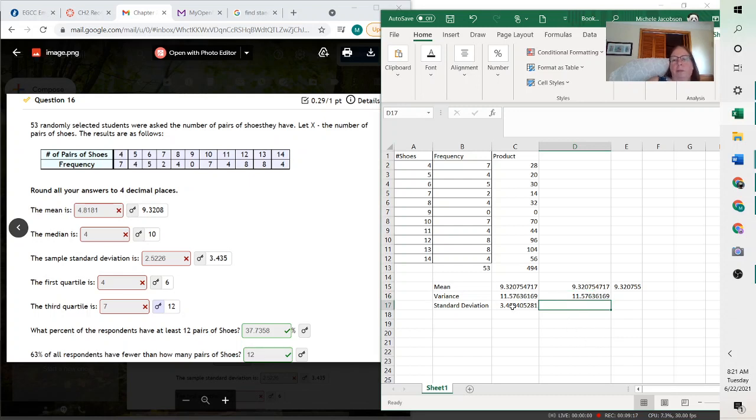For the square root, you just use square root. So it would be, I'm going to put it here, equals, square root is SQRT. And I'm double clicking on that to get it up. And I want to take the square root of this value and hit enter. And there's our square root, our standard deviation.